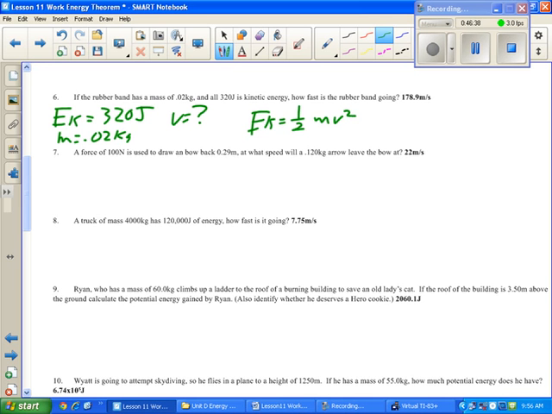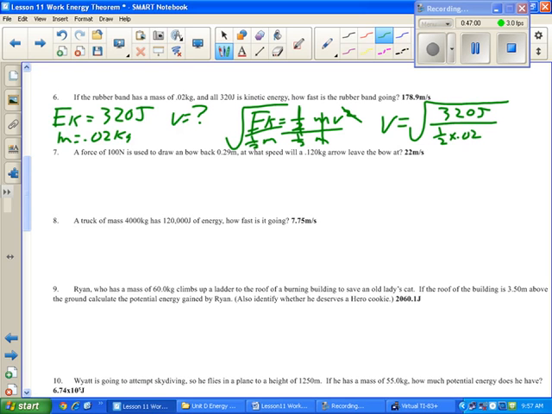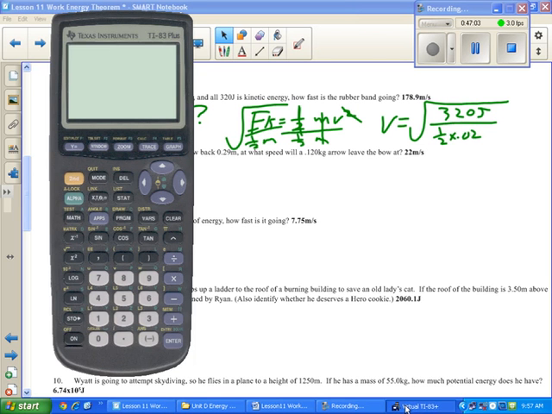How do I get V by itself? Divide by 1/2 of m, and then what? I have to take the square root because V is squared. So V then is going to equal the square root of 320 joules divided by 1/2 times 0.02. That's 1/2 of 0.02.